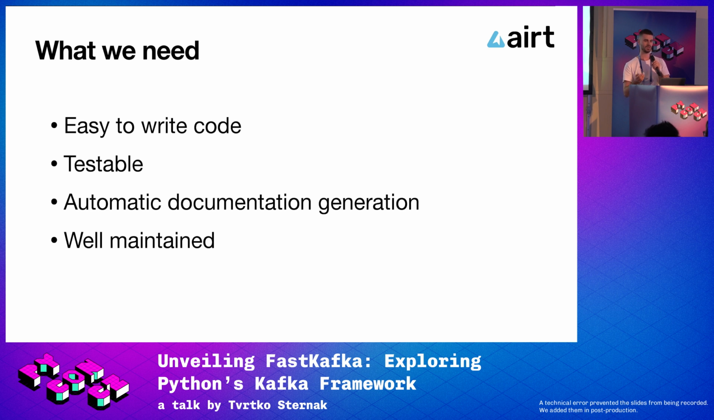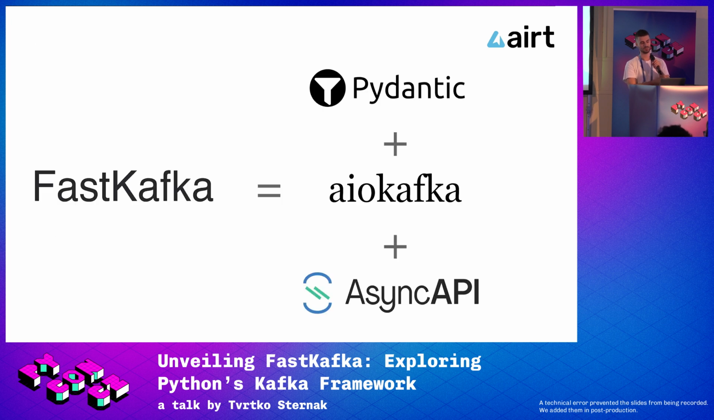So we got to the drawing board and we described all the things that we needed. We wanted it to be easy to write some code. We wanted it to be testable. We wanted to have some automatic documentation generation. And we also wanted it to be well maintained. As we didn't find any library that satisfied that, we decided to make our own. So we decided to use Pydantic for parsing the incoming and outgoing data. We use AIOKafka, an existing Kafka library, as a backend. And we also aligned with AsyncAPI to generate the documentation.